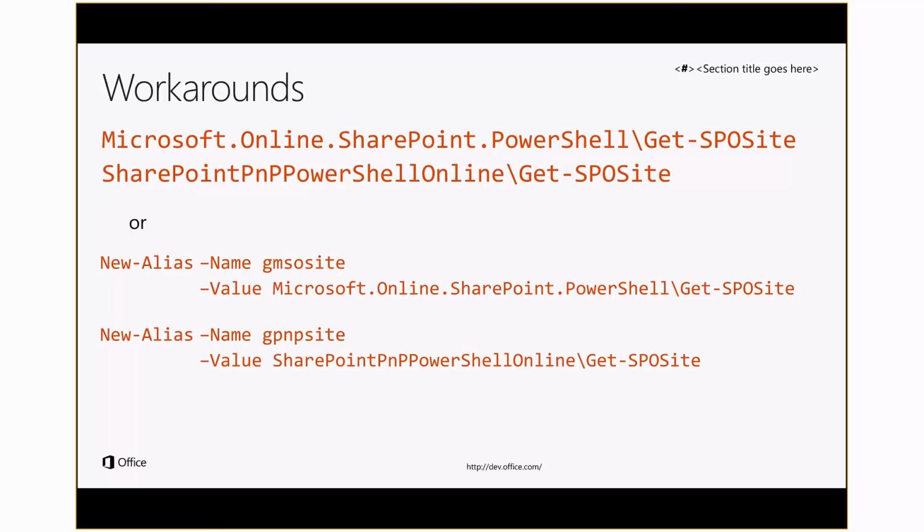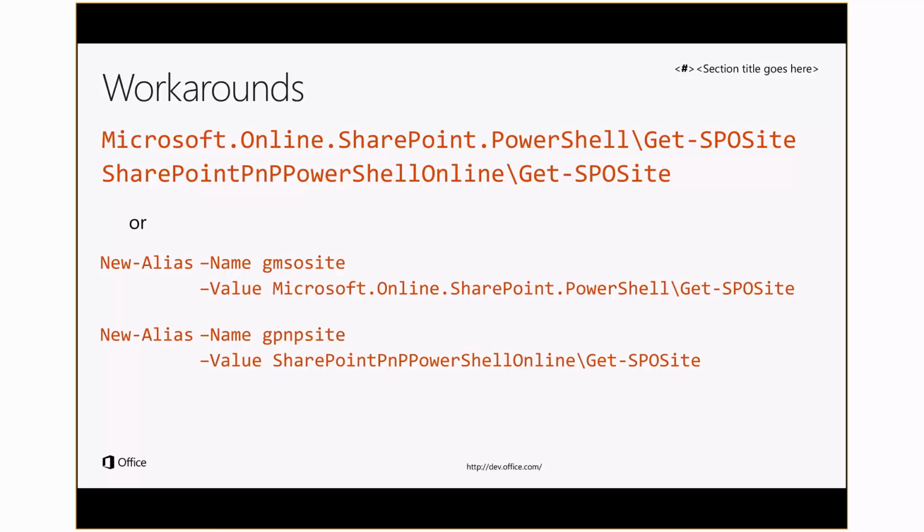Another option is to create an alias, New-Alias, like GMSOSite, Get-MicrosoftOnlineSite, and then you specify the value, putting the full path to the commandlet in there. Then you have two aliases available for both commandlets, and you can use them at will. The problem with that is that you have to remember to create those aliases on all the machines where you use these modules. So aliases are maybe not the way forward.